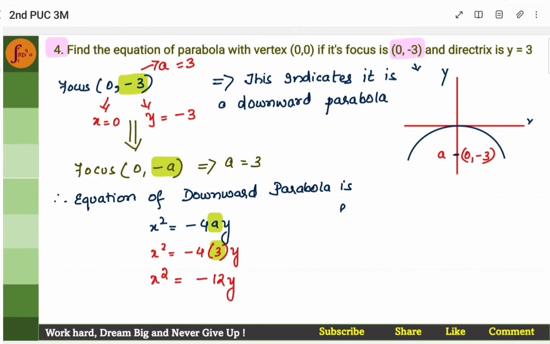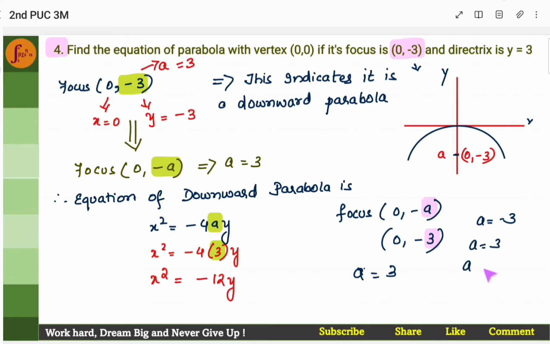Remember one thing, focus is 0 minus a. That is 0 minus 3. So what is value of a? A is equal to 3. Remember, don't write a as minus 3. We are prone to these mistakes normally. A is 3. Don't put a as minus 3. So now here, when you are substituting, you have to put a as 3, not minus 3.